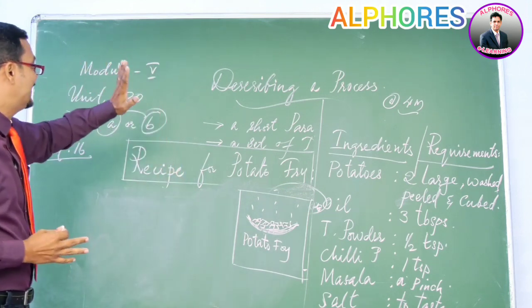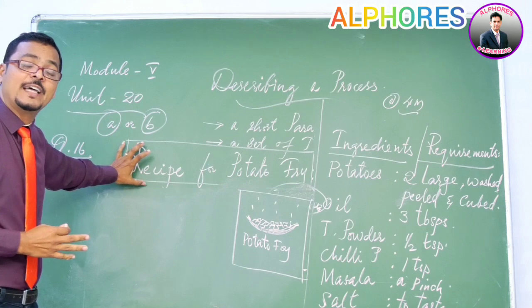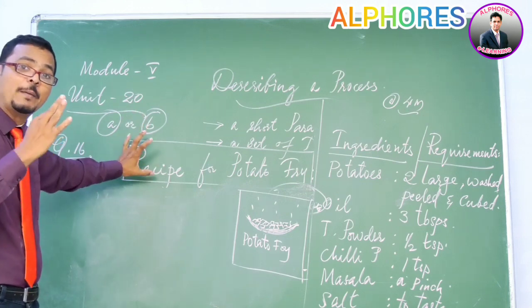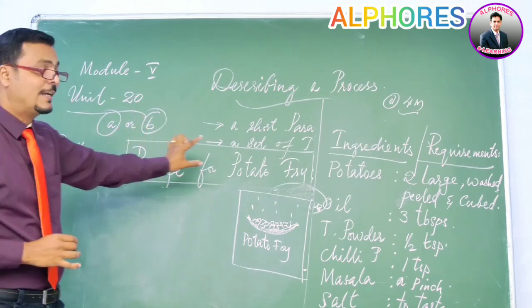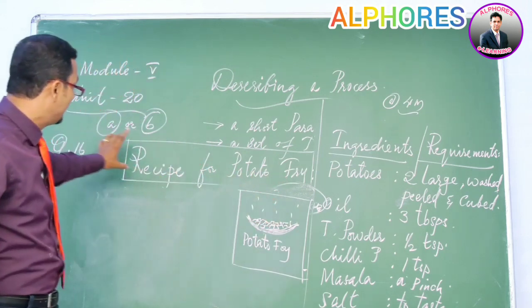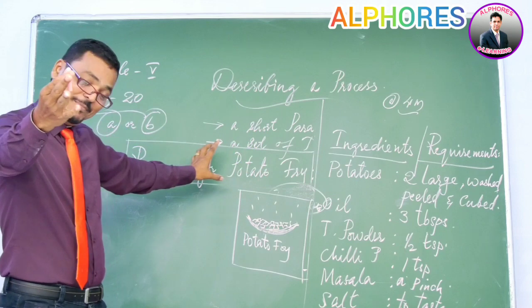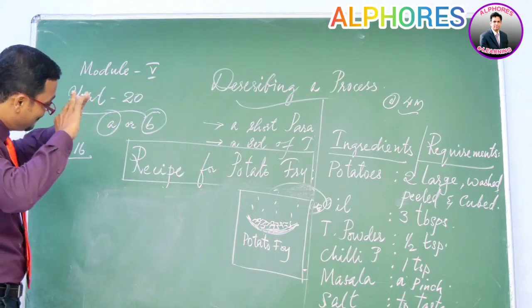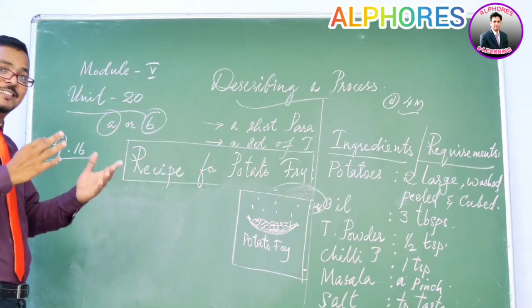First thing, you write a title of the recipe or title of the process, which may be written in full capital letters, or the first letter may be capitalized. It is up to you. It can be put in a box like this. You can write it in an impressive way as you can.